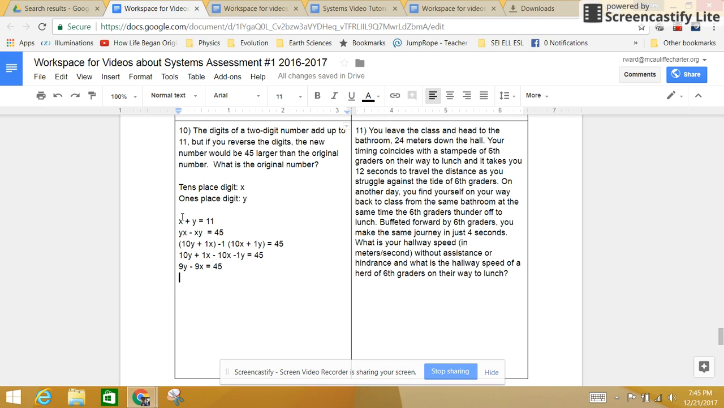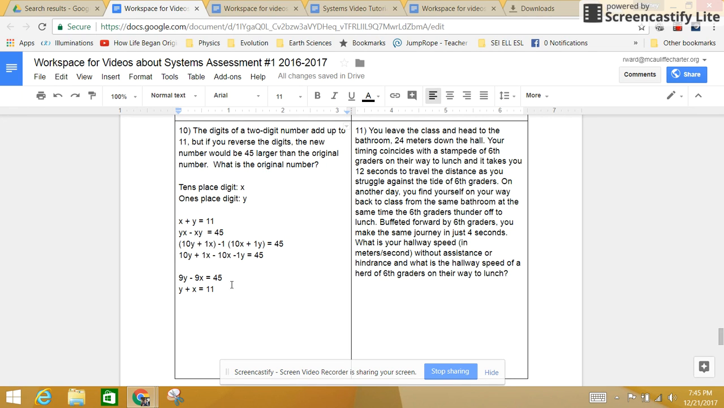Now, my next step is to put these two equations together. I have this problem where x and y are not in the same order, so I'm going to reverse that order and make it y plus x equals 11. I want to remind myself to define x as the tens place and y as the ones place. But now I have these two equations, and I can start to work with them.